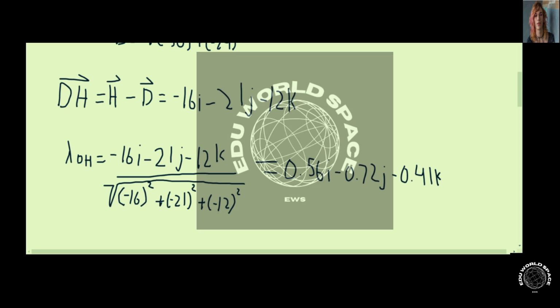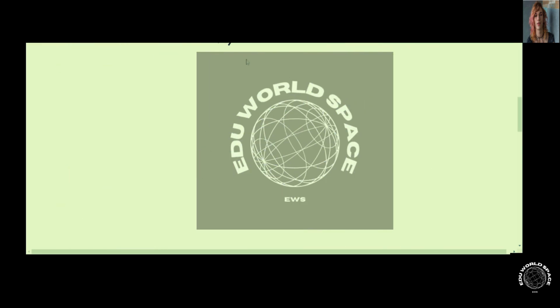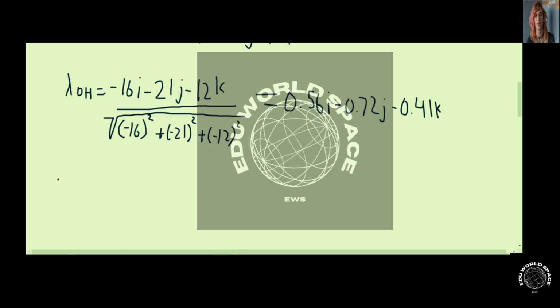And next we're going to find the BH vector. So BH vector is equal to H vector minus B vector, and this will give us negative 32i plus 17j plus 17k.